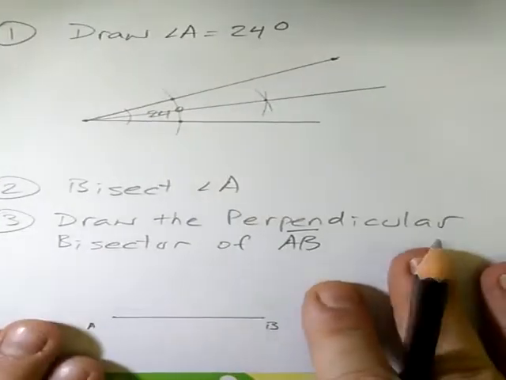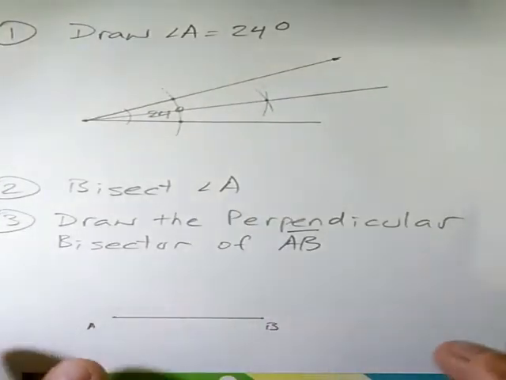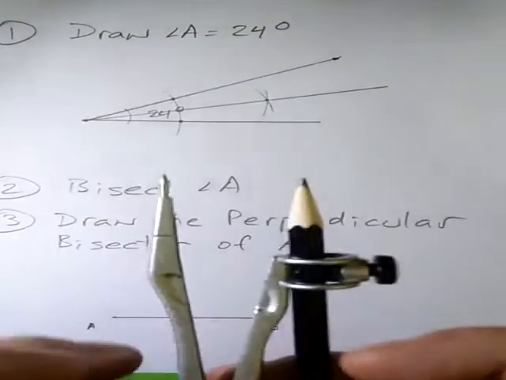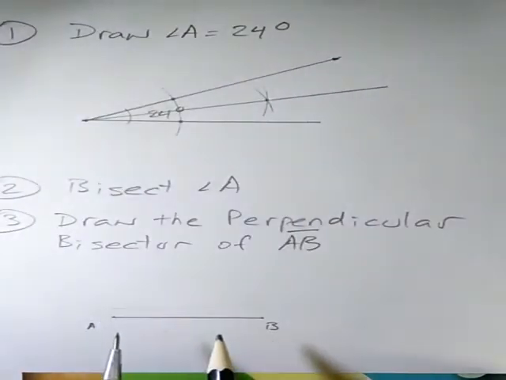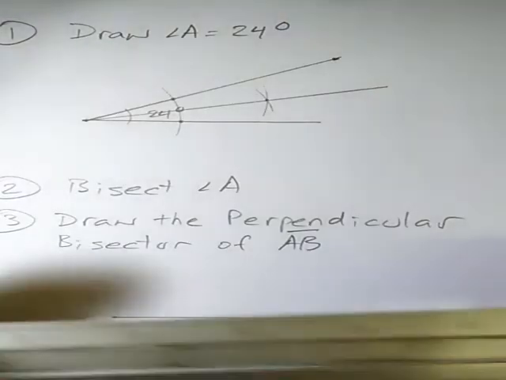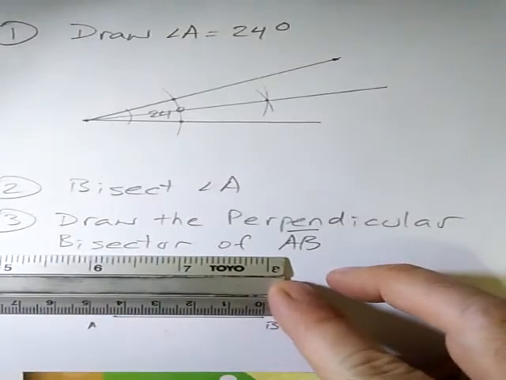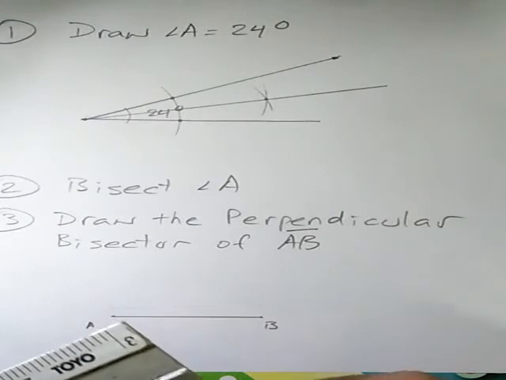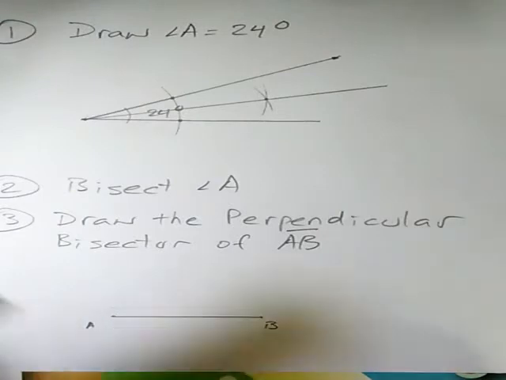Let's look at number 3. Number 3 says draw the perpendicular bisector of line AB, line segment AB. So what I'm going to do is use my compass again, and I want to set it to over half the length. If I measure the length of this line, it's about 4.3 centimeters. So I want to be more than half of 4.3, which is 2.15. So I'm going to go ahead and set it for about 3 centimeters. And this doesn't need to be exact, as long as you're over half.